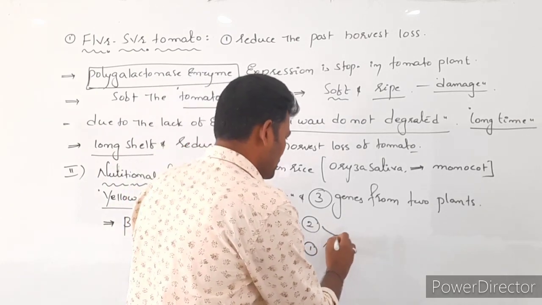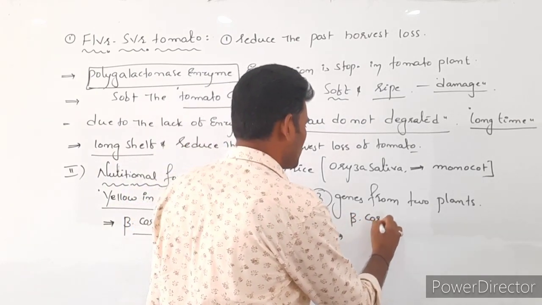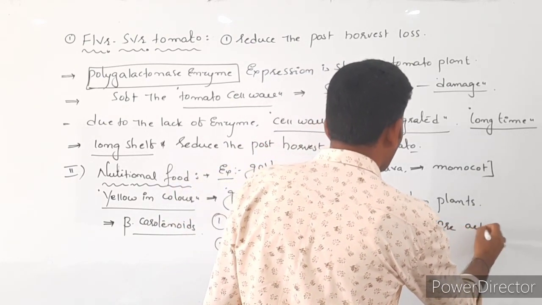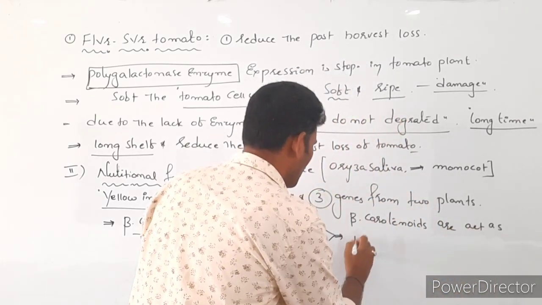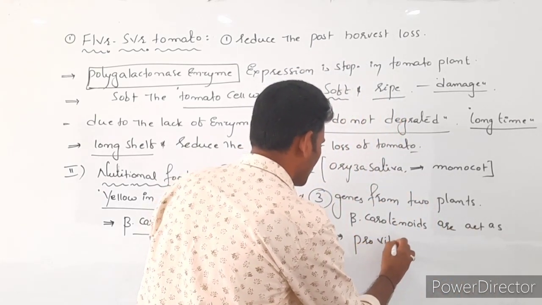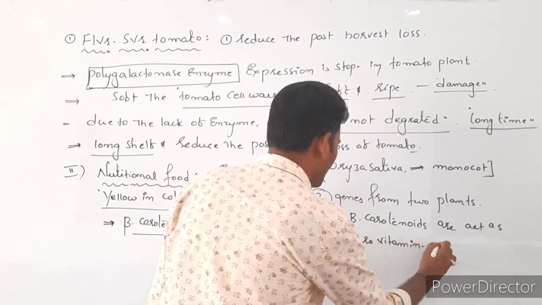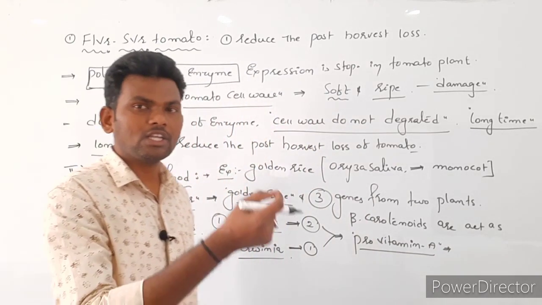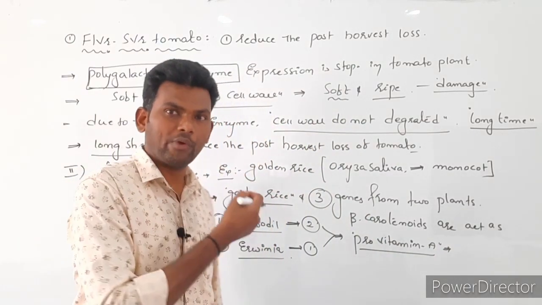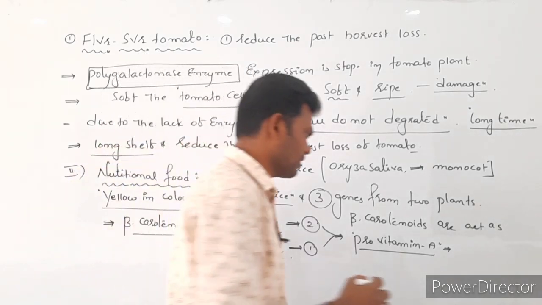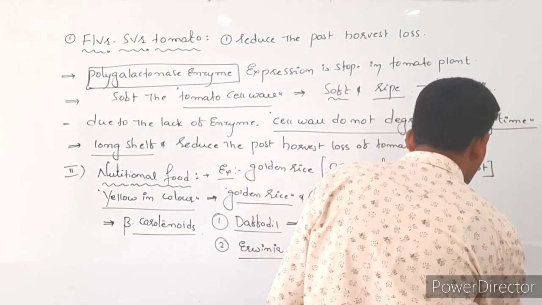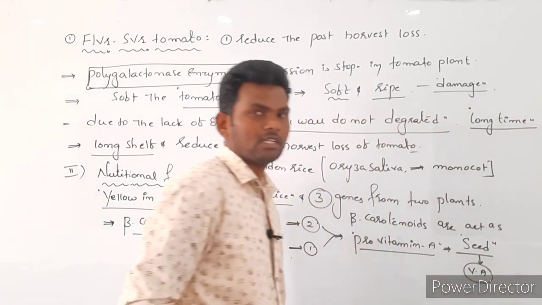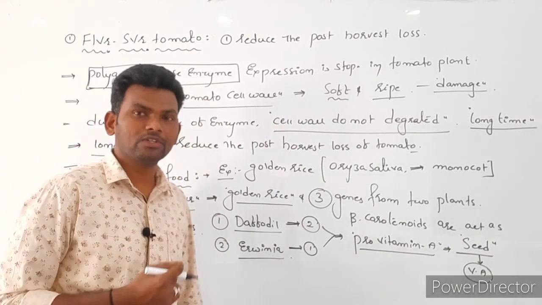Now in the plant, these beta carotenoids act as provitamin A. So now what happened? In each and every seed of Oryza sativa, now it is containing what? Vitamin A. Each seed of Oryza sativa consists of vitamin A. So this is actually the second one, preparation of nutritional food.